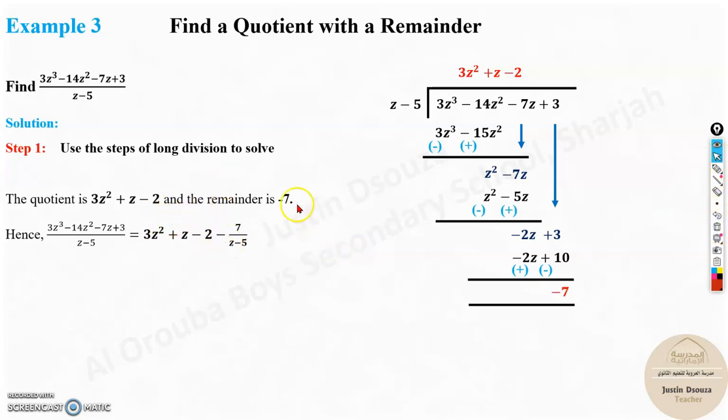Depends on the option. If they ask you the remainder and the quotient separately, you can stop over here. But otherwise, please remember the remainder must be written. The remainder must be written and divided by the divisor. So this is how we can get the exact answer by using the long division method.